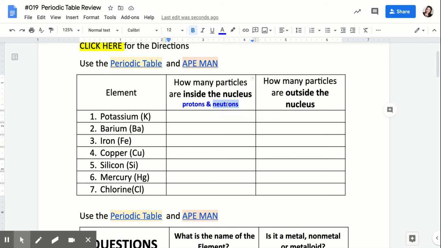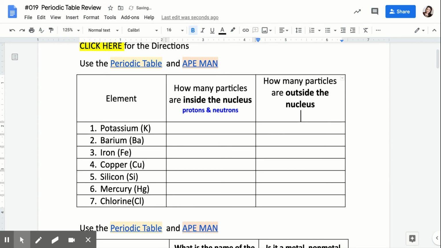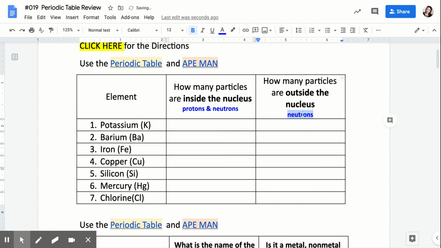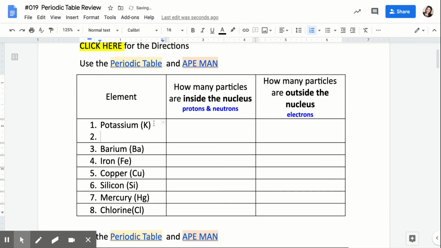Then you're going to tell me how many particles are outside the nucleus. So what can we find outside? Well, we can find electrons outside. You're going to have to use APE MAN to help you. So what you can do is go to your periodic table and find the atomic number for potassium.